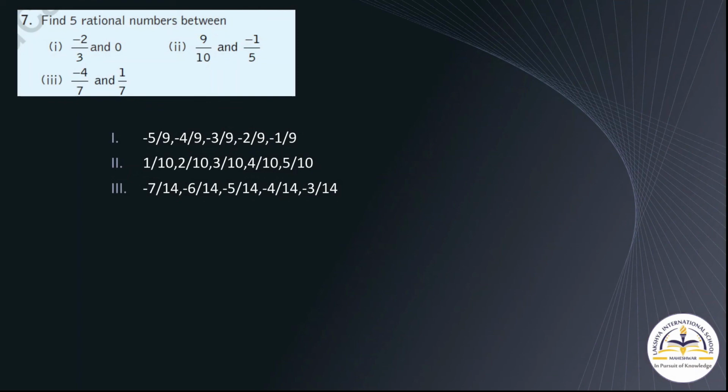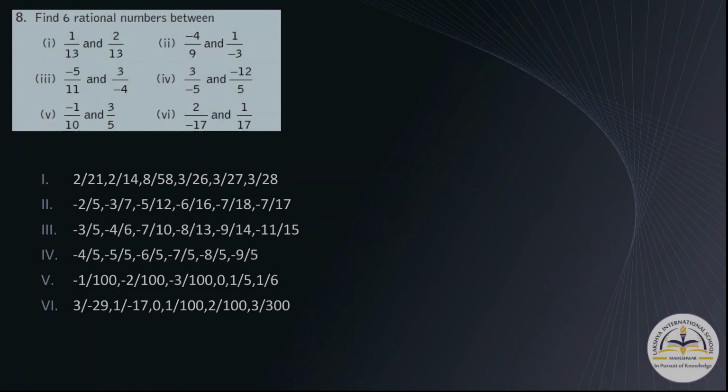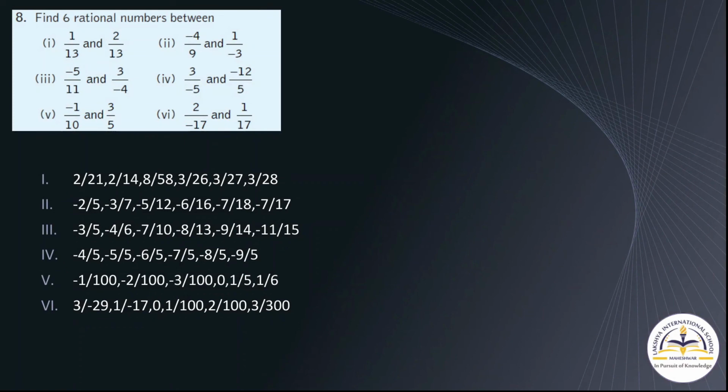Question number 7, find 5 rational numbers between -2 by 3 and 0. So for -2 by 3, you can again divide. Suppose when you divide -2 by 3, you will get some value in decimal form. So between 0 and that number you have to write numbers which can be expressed in the form of a rational number. Question number 8, same here, you have to solve this question in the same manner.